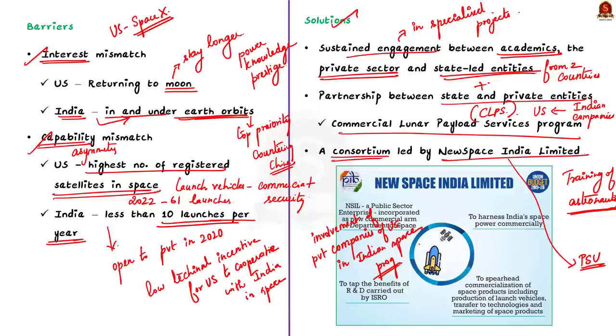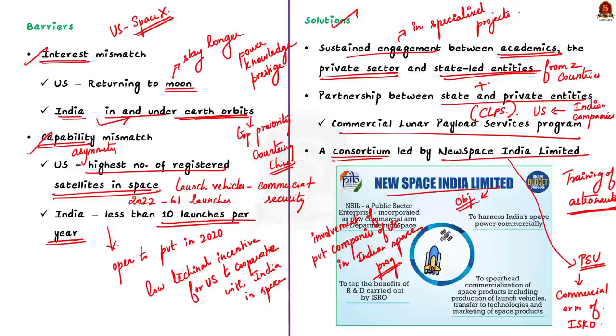As we all know, the main objective of the New Space India Limited is to scale up the private sector participation in the Indian space programs. So, it is very apt for fulfilling its objective also. So, these are all the three suggestions given by the author in this editorial.